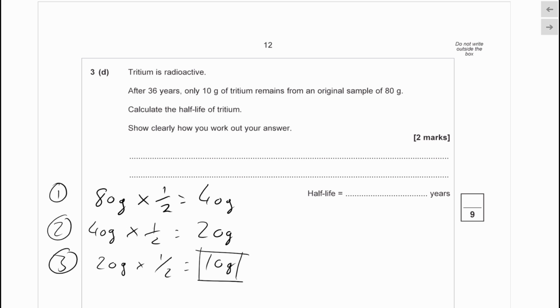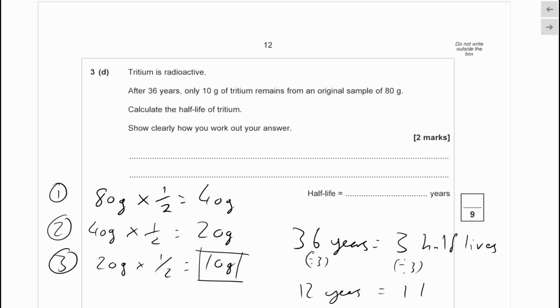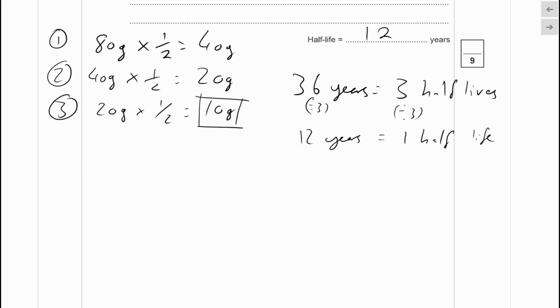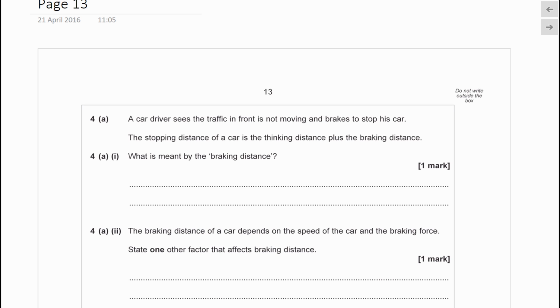So how many half-lives has it taken? 1, 2, 3. Okay, so 36 years, which is how long that's taken in total, equals 3 half-lives. So what's one half-life? Well, we divide both sides by 3. Therefore, divided by 3, 12 years, because the time remains constant, is equal to 1 half-life. So the time taken for the half-life is 12 years. And that is the end of question 3D.